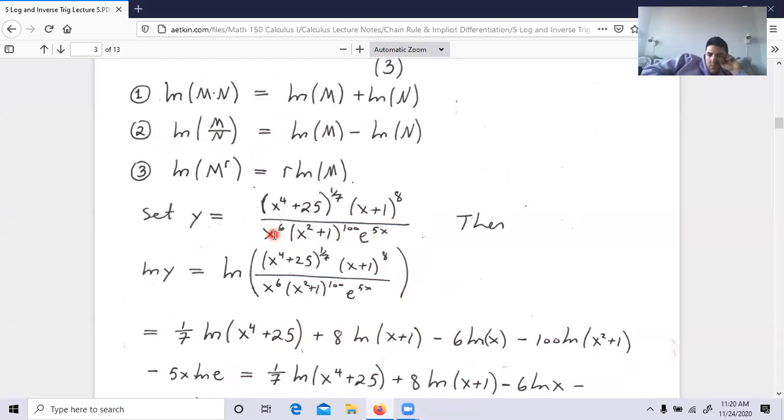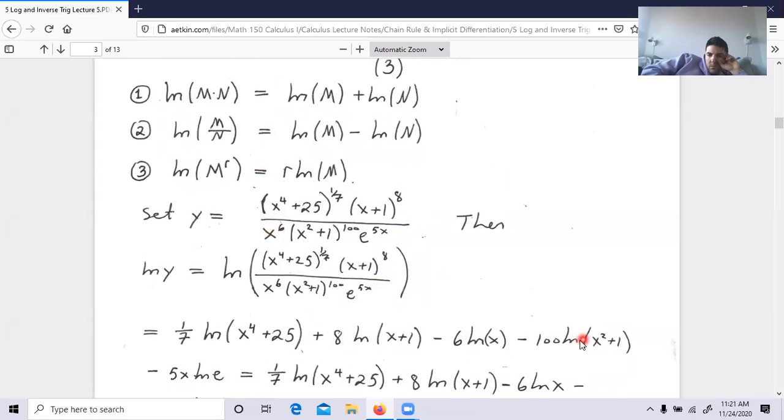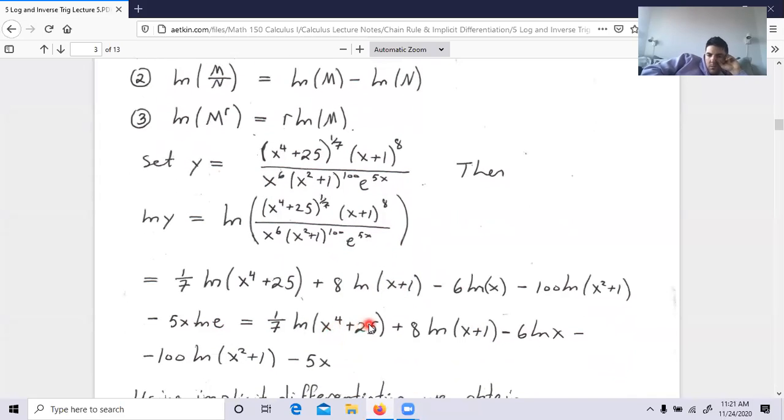Bottom it's 6 logarithm of x plus 100 logarithm of x squared plus 1 plus logarithm of 5 to the x, which is x logarithm of 5. Okay, that's what happens here. And because there is a division, I subtract all those quantities. Good. So I have 1 over 7 logarithm of x to the 4 plus 25, plus 8 logarithm of x plus 1, minus 6 ln x, minus 100 ln of x squared plus 1, minus 5 to the x.